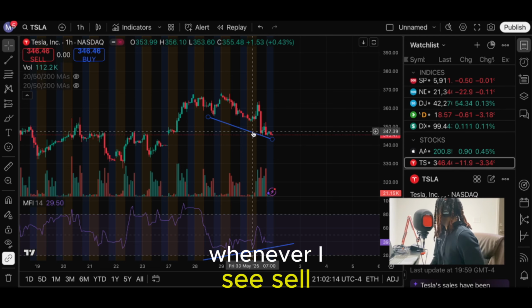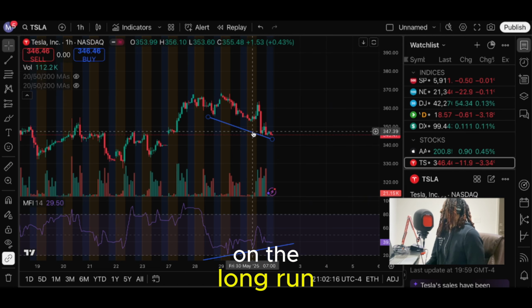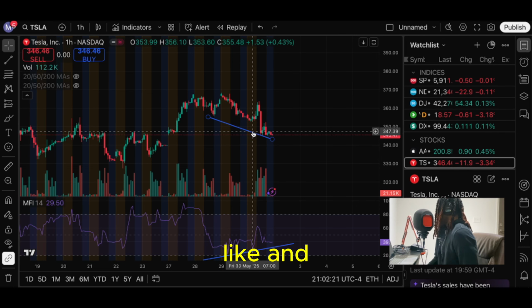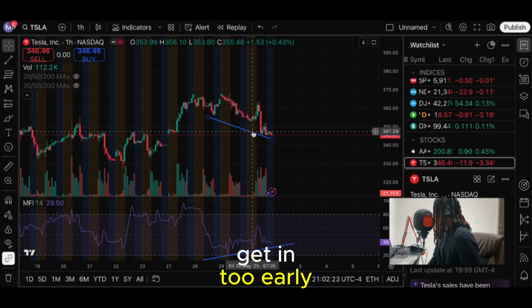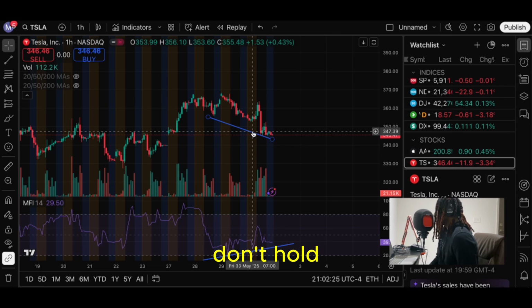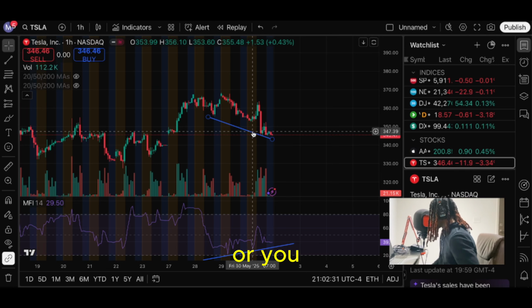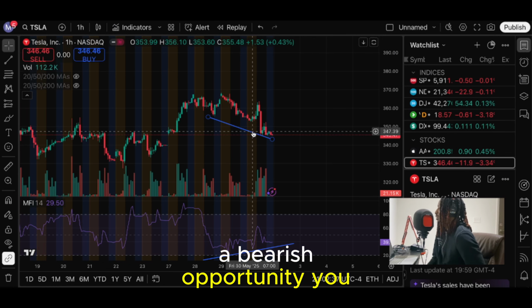This sell-off, whenever I see a sell-off on something that I'm bullish on in the long run, I always look at it like a buying opportunity. You know what I'm saying? And if you get in too early, stop your losses, man. Don't hold your losses. It's not worth it, because you can always get back in and get a better position. Or you can just cut your losses and short the market and chart for a bearish opportunity. You know what I'm saying?